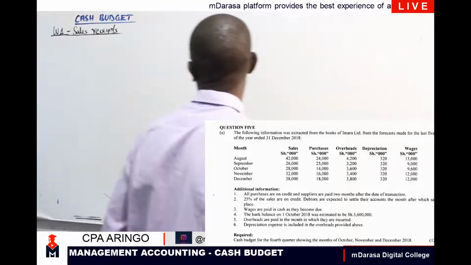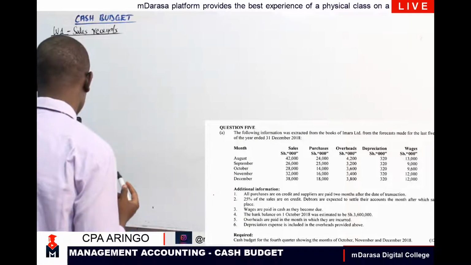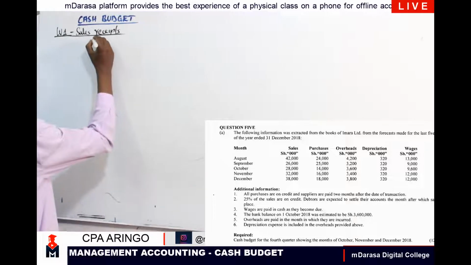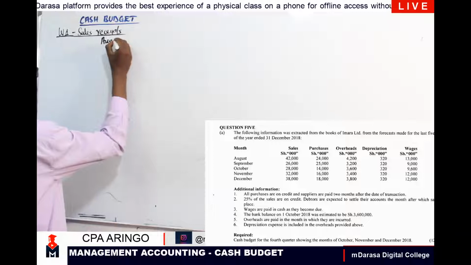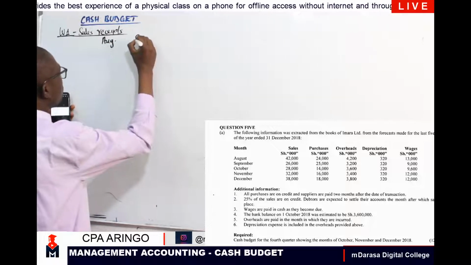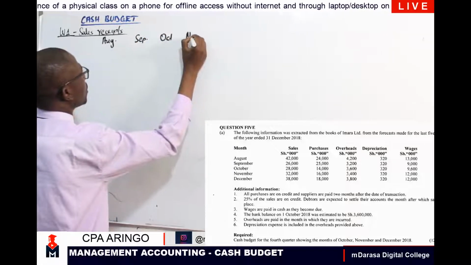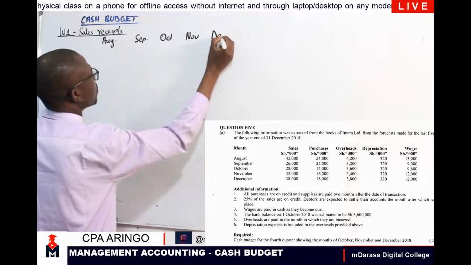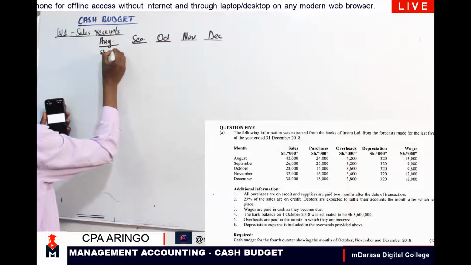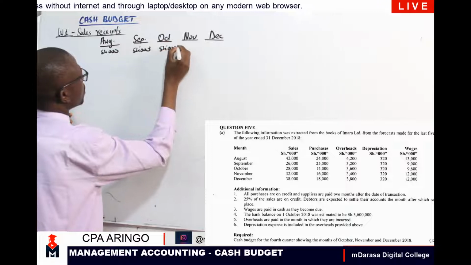So in this case, how many months were we given there? You can clearly see I was given the months of August, September, October, November, December. So I'm having August, September, October, November, and December. And this time around, my figures are given in thousands of shillings. So I'm having thousand.